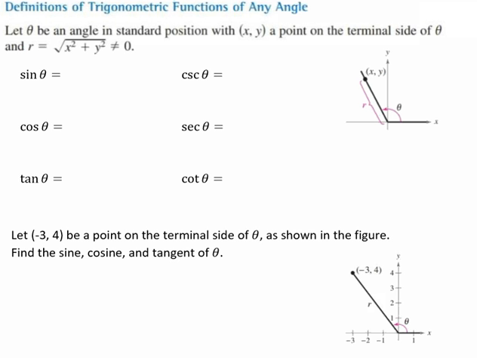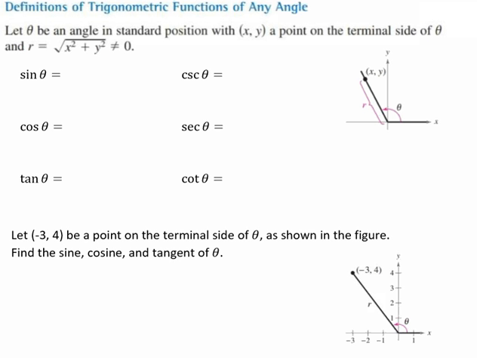In this video, we're going to be talking about the definitions of trigonometric functions of any angle. We're also going to be evaluating trigonometric functions. So let's let theta be any angle in standard position with x, y a point on the terminal side of theta and r equaling the square root of x squared plus y squared, which does not equal 0.